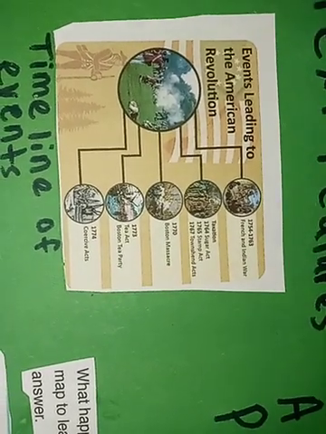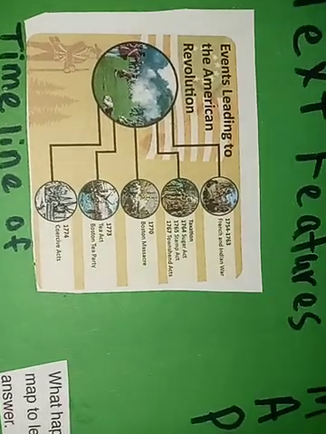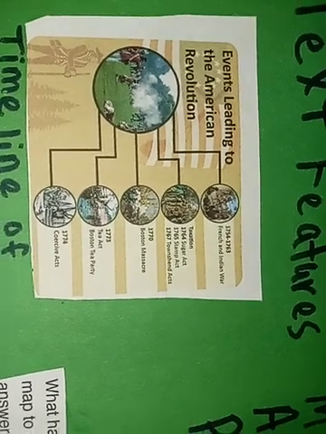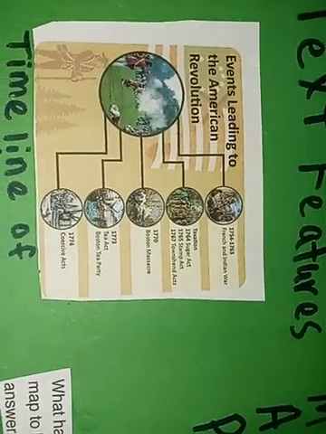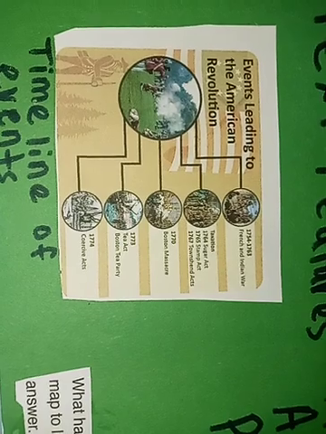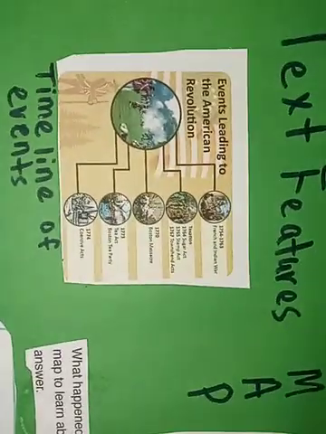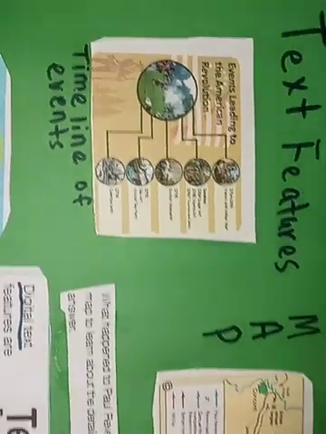So we start with 1775 through to actually 1774. This is a timeline of events.